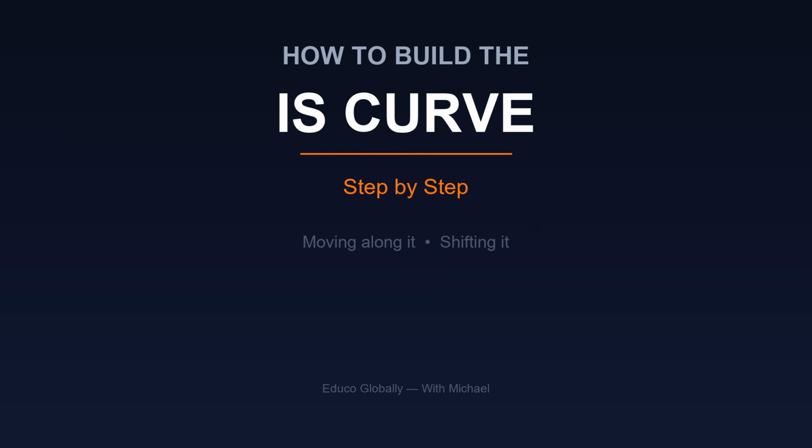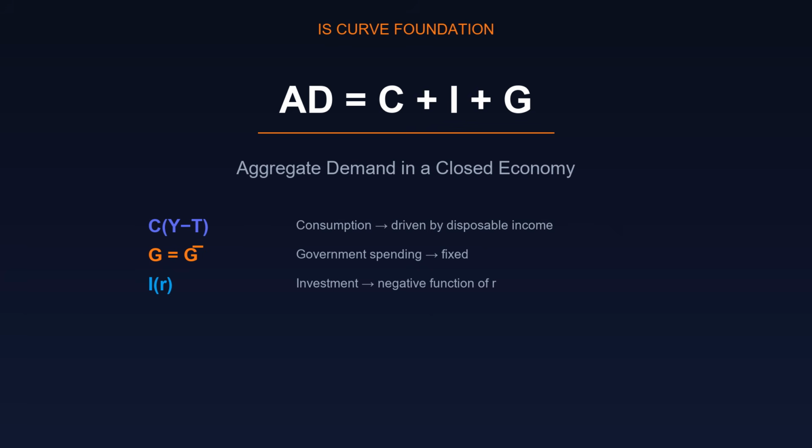To make this really stick, we'll use a deconstruction approach. We'll start with a quick introduction to the IS curve, move into its three building blocks, look at moving along the curve, explore the ripple effect, and finally, wrap things up with shifting the entire curve.